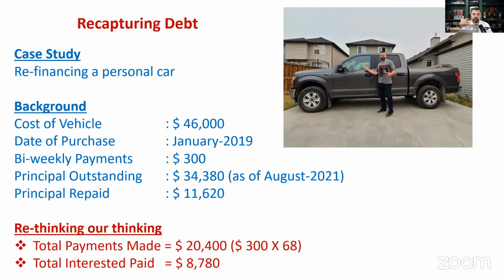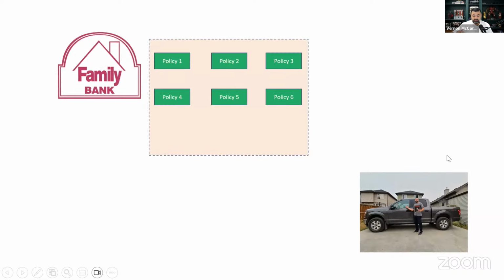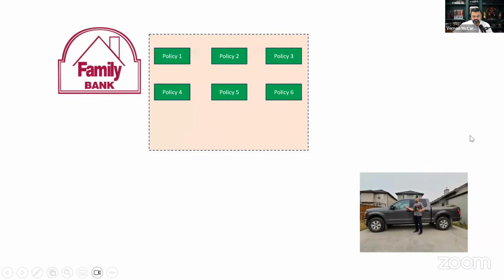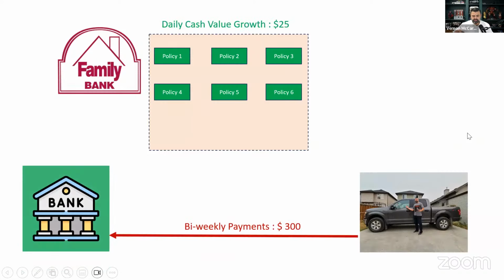Look at the value of what we're going to be able to recapture within our policy system. So let's take a look at what we did as a family. At the time, we had 6 policies in our system, and we'd been achieving other objectives. And remember, our cash value grows every single day. The growth within our system at the time was about $25. So what was happening is I was flowing $300 every 2 weeks to someone else's bank, money just leaving my family. And what I did was I called the life insurance, or actually, I can't remember if I called.